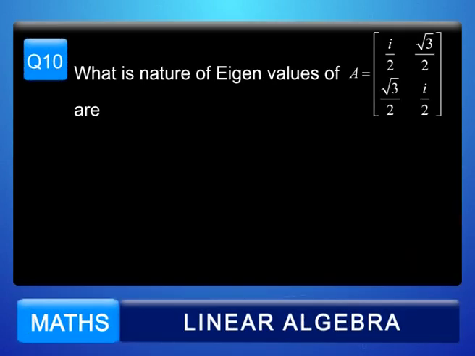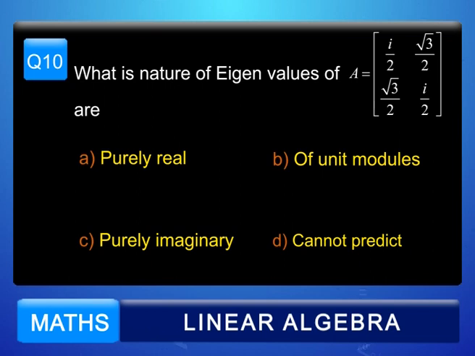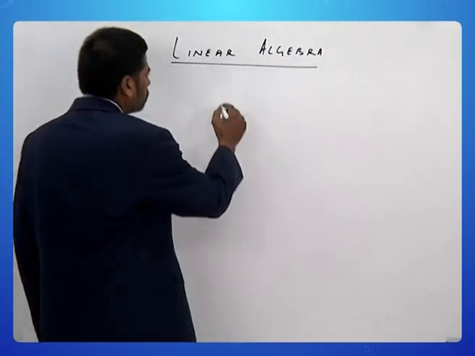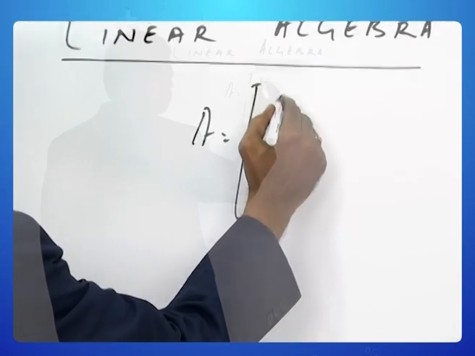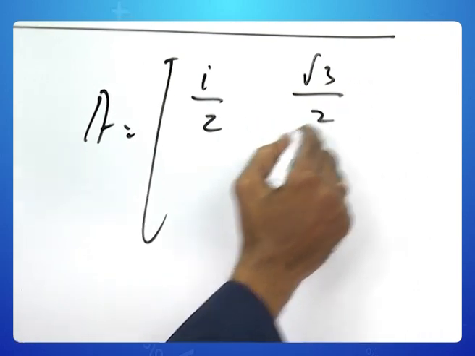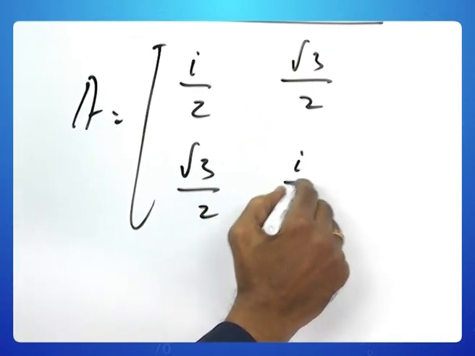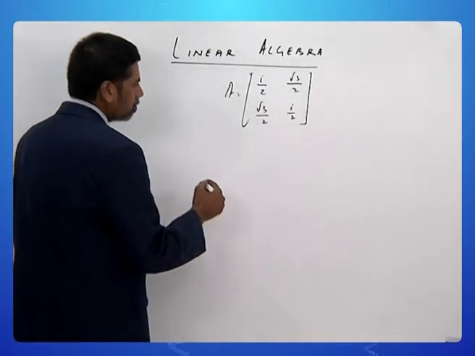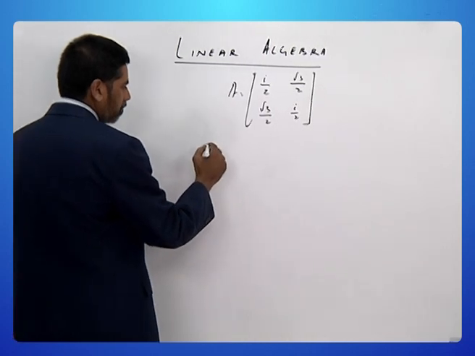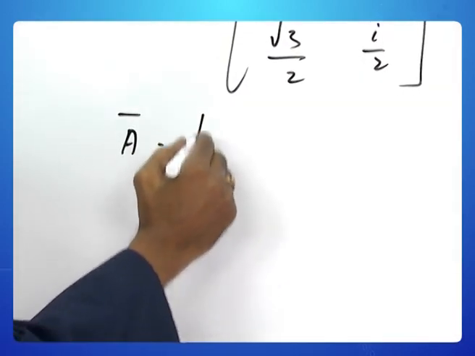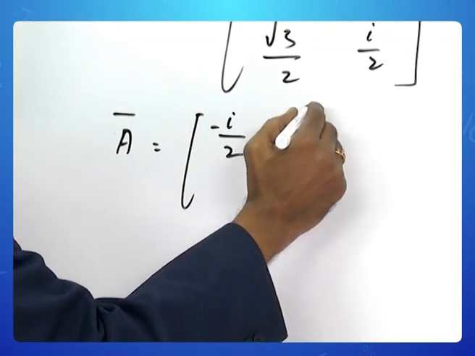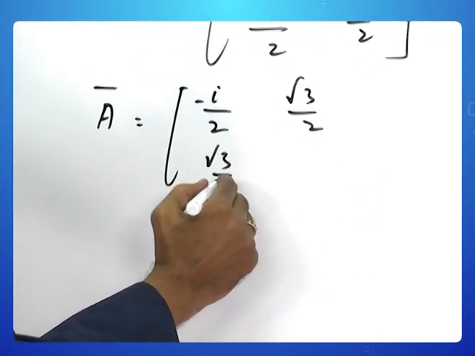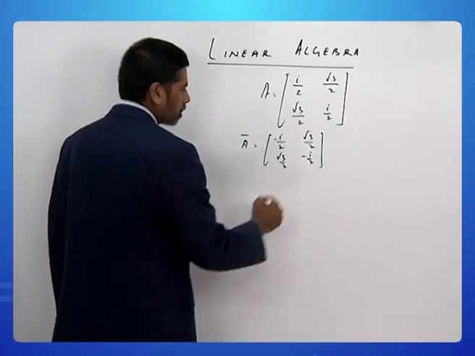Next question, please. Question number 10. What is the nature of the eigenvalues of the matrix A is equal to i by 2, root 3 by 2, root 3 by 2, i by 2? This is a complex matrix in which we can observe a very interesting pattern. First, let us calculate A conjugate. This is minus i by 2, root 3 by 2, root 3 by 2, minus i by 2.